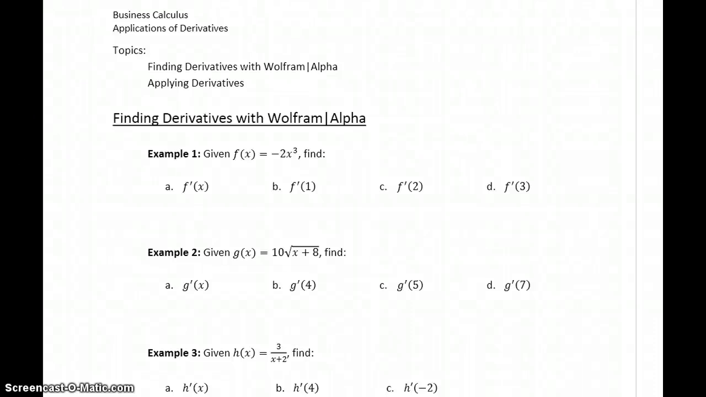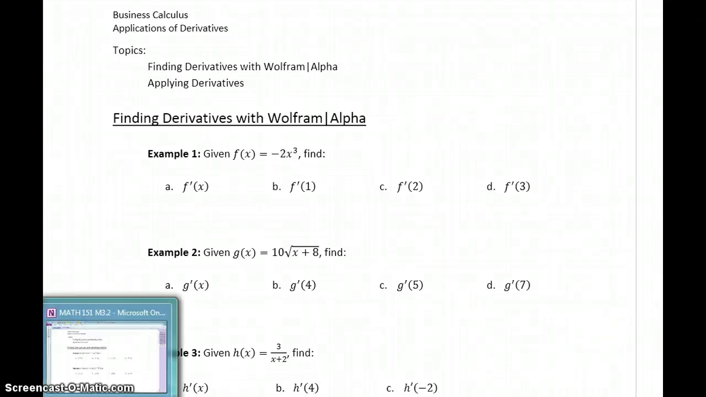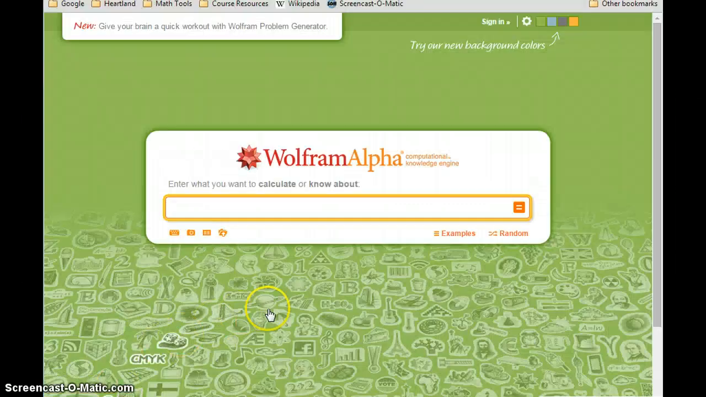Using Wolfram Alpha, we're going to be able to quickly evaluate derivatives, find the derivative function, and evaluate the derivative at a specific value for x, which is going to leave us free to focus on applying derivatives to business applications and then interpreting those results. Before we get into that though, we want to look at how we actually use Wolfram Alpha to find derivatives and evaluate those functions. So we'll take a look at a couple of examples briefly here.